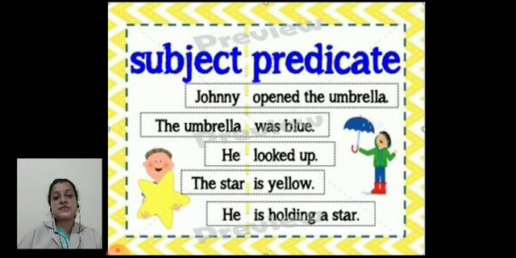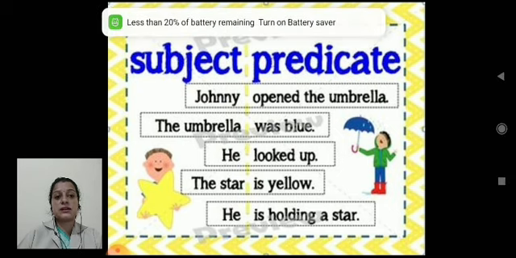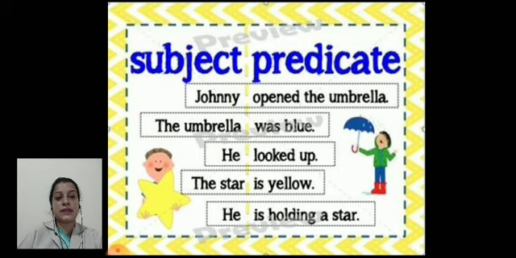Second example is the umbrella was blue. The umbrella is the thing or the object we are talking about. Was blue is the predicate. You know why it's the predicate? Because it is a part of the sentence which is telling us about the umbrella. Here was is the verb and blue is the color of that umbrella, right? It's telling us how the umbrella was, right?